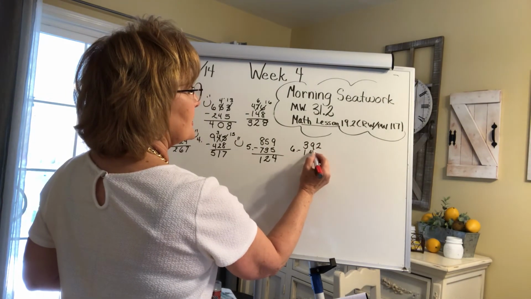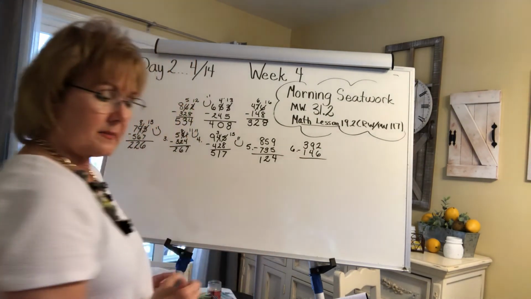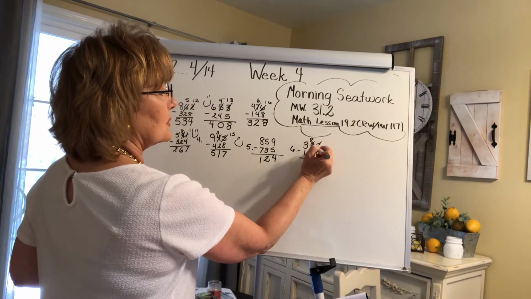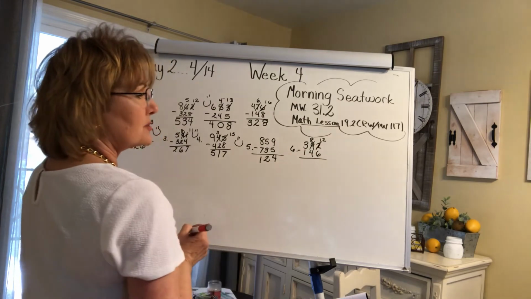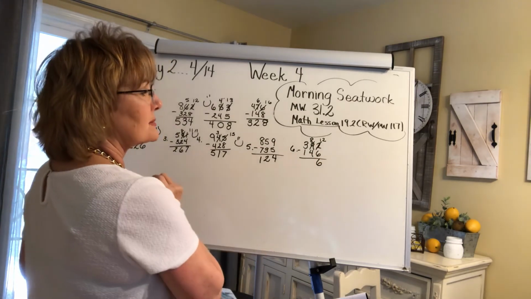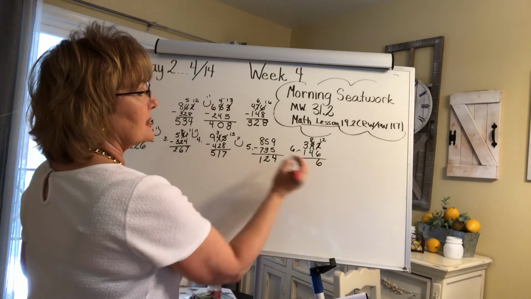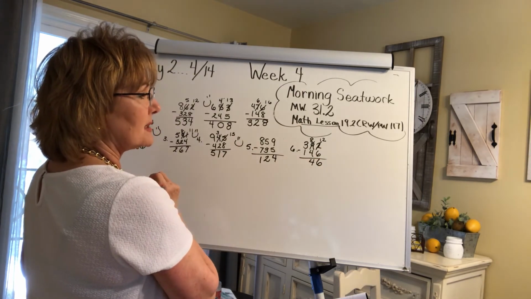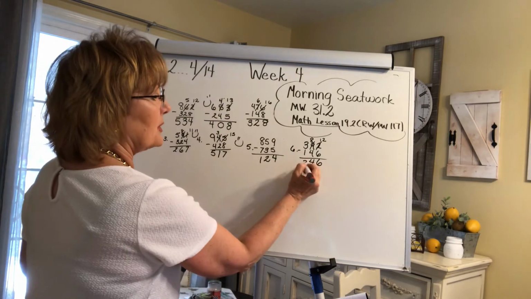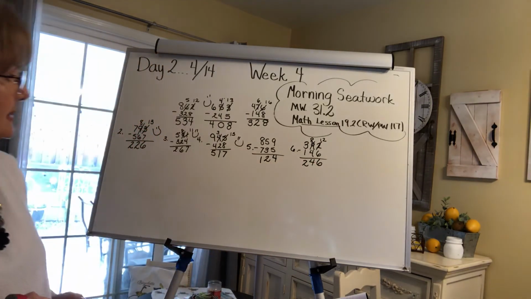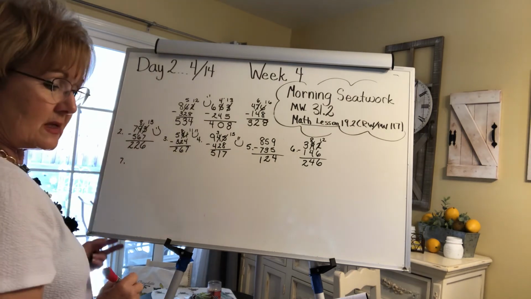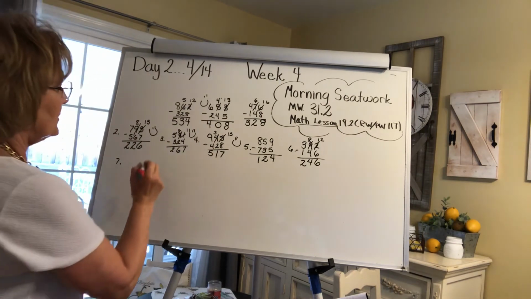Number 6, 392 minus 146, right? So there's more on the floor. Go next door, get 10 more, bring it over. 12 take away 6 is easy because 6 plus 6 makes 12. 8 take away 4 is easy because 4 plus 4 makes 8. 3 take away 1 is easy because it's just the number that comes before 3. Easy squeezy.